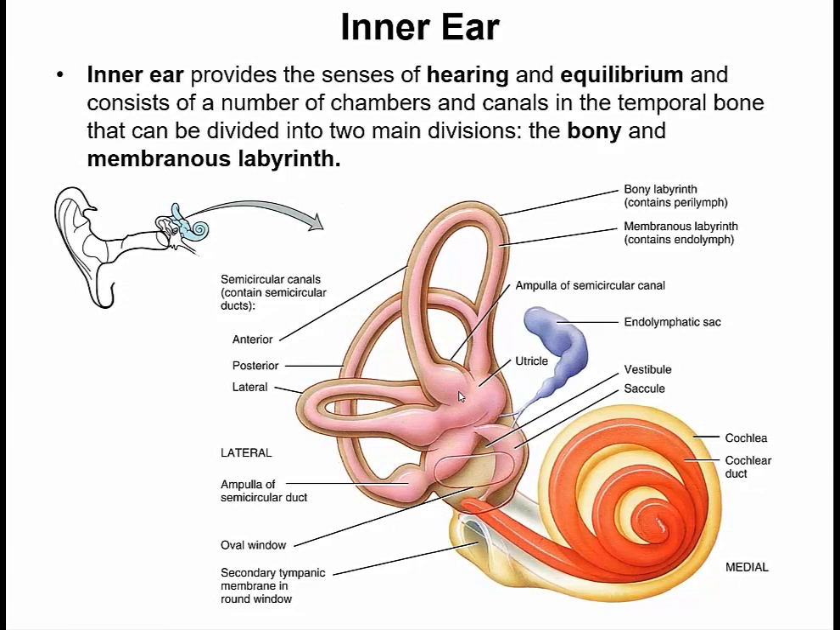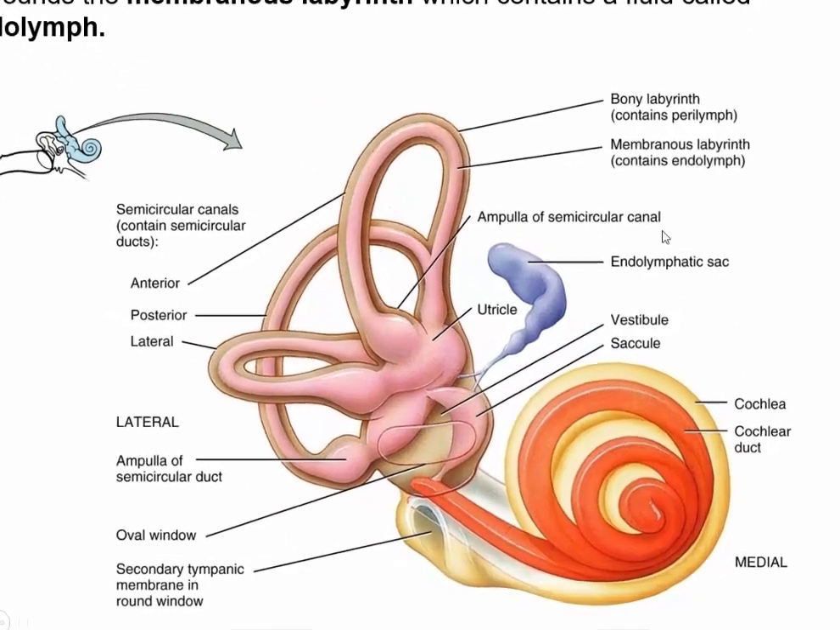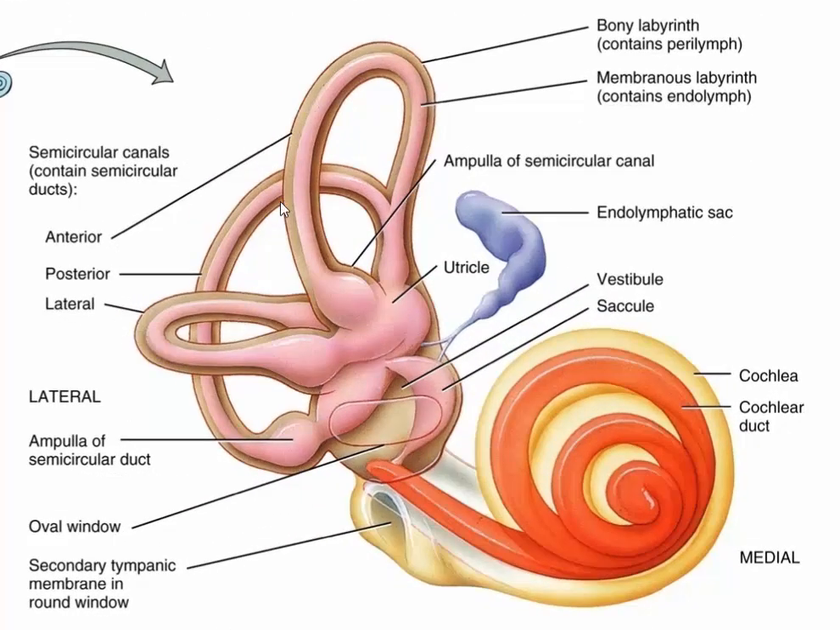The inner ear consists of a number of chambers and canals in the temporal bone, and can be divided into two main divisions. You have your bony and membranous labyrinth. The bony labyrinth is the bony part that surrounds the membranous labyrinth. Basically, it's the hollowed out structure in the temporal bone, with bone being around it, the wall making up the bony labyrinth. And it consists of a fluid called perilymph.